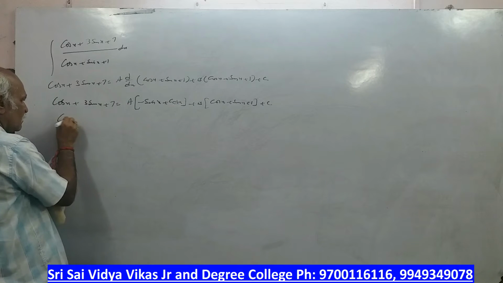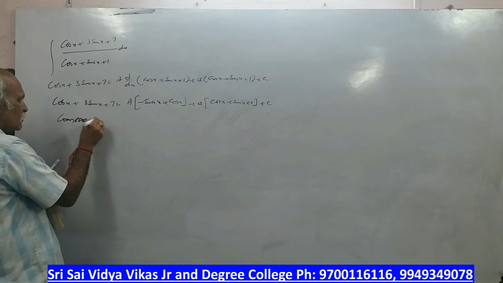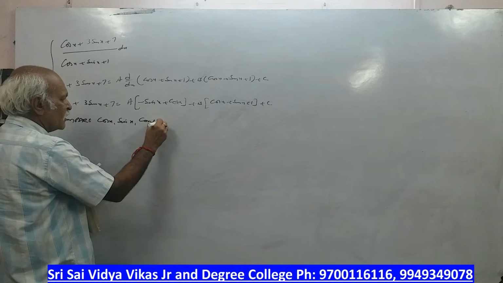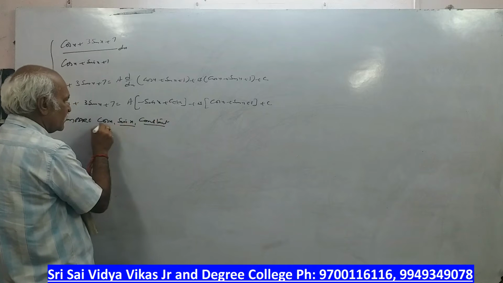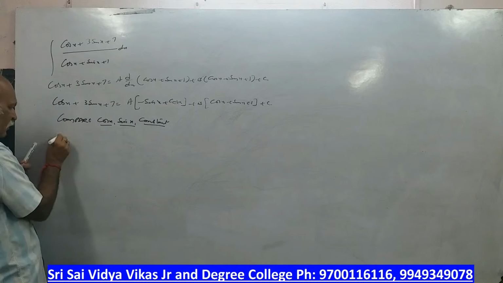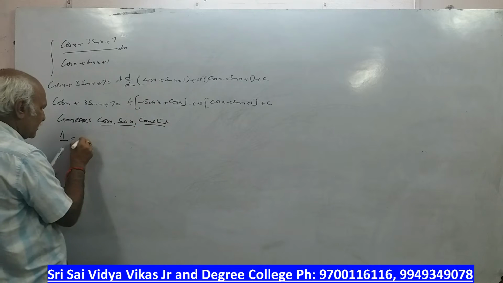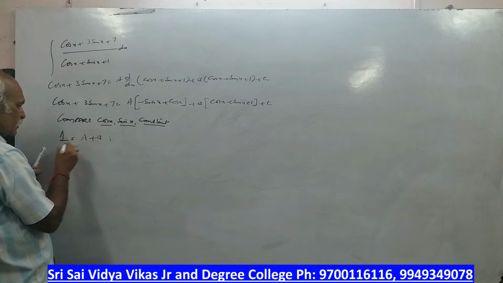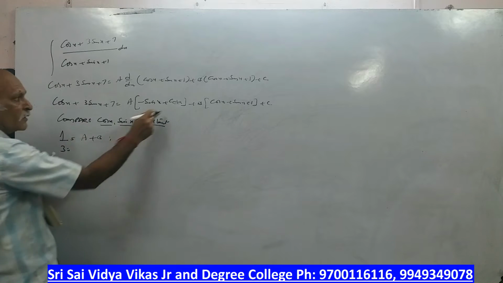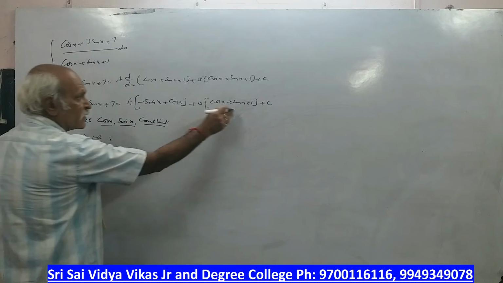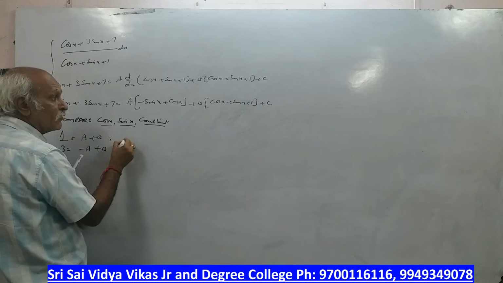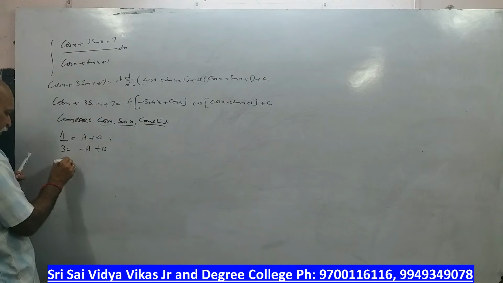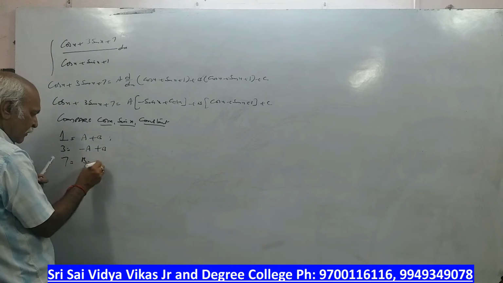So compare cos x, sin x and constant on both sides. What is the cos x here? 1. Here cos x will be a, here cos x will be b. Then what is the sin x? Here 3, here sin x is minus a, and here sin x is plus b. And what is the constant? There is no constant here, the constant here is 7, which is equal to b plus c.